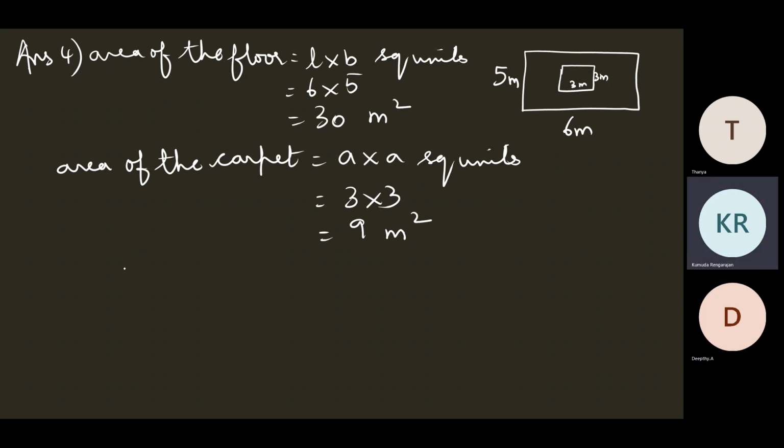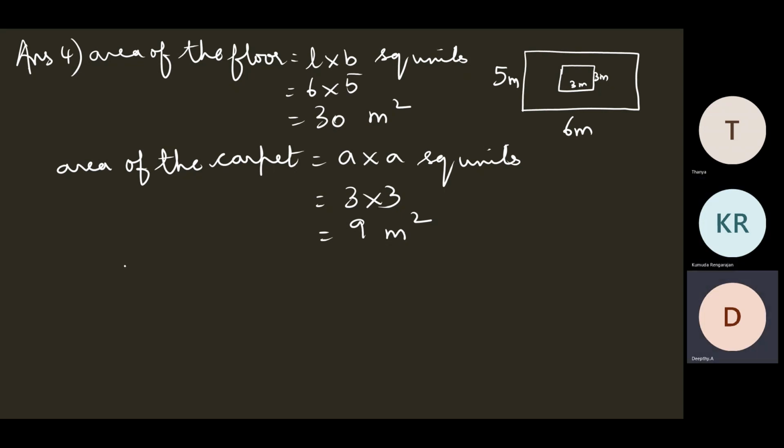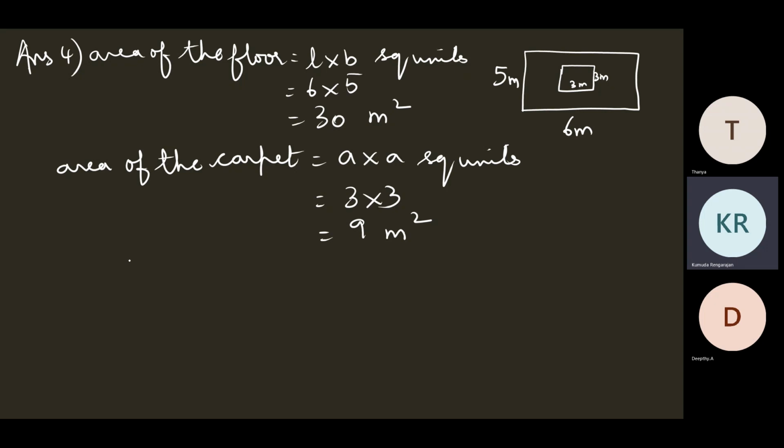Next what should we find? Anybody can answer this. Now it will be 30 subtracted by 9. Yeah, but what will be the statement? Now, what should you write against that? 30 minus 9, but what should you write against that?